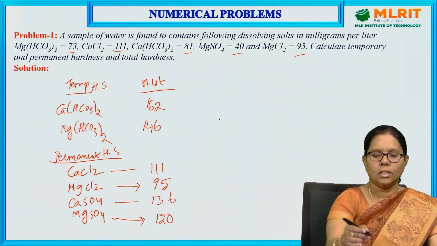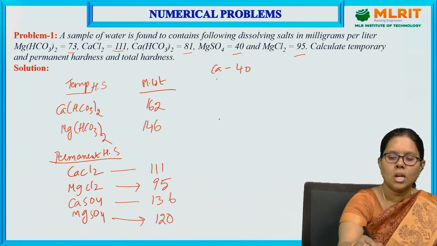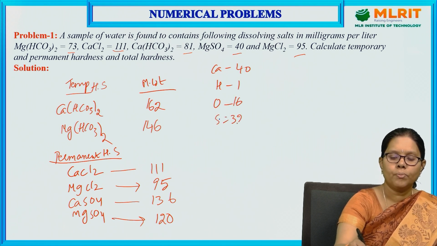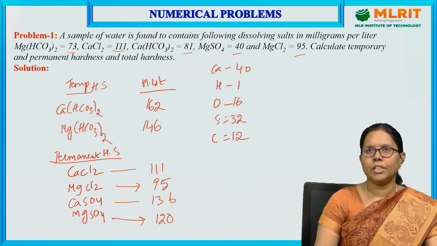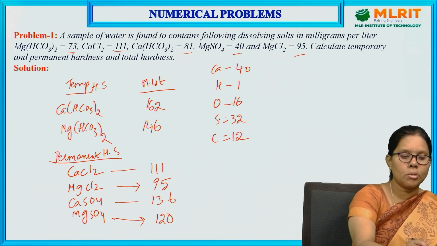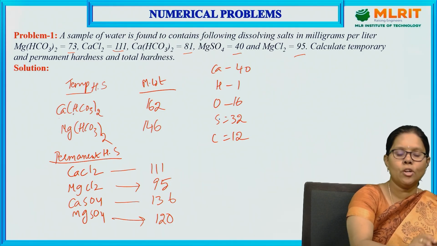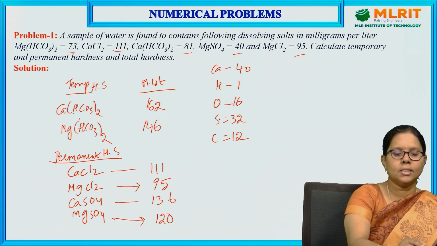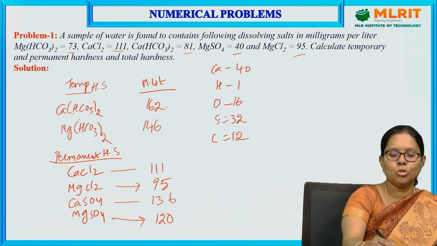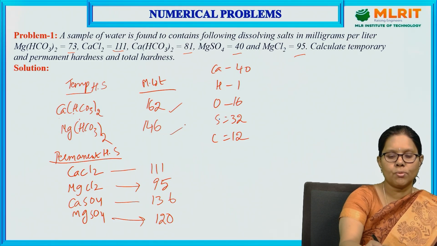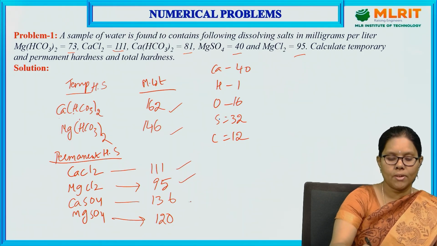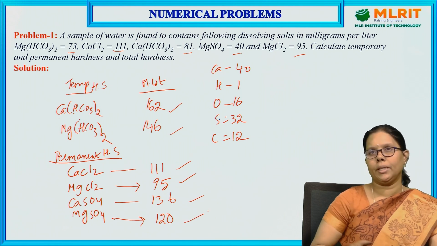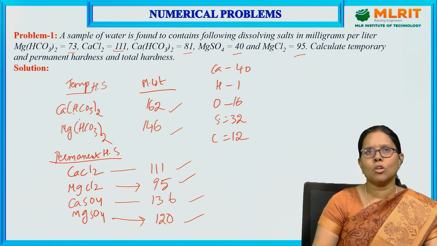How do I get all this? We know the atomic weights: calcium 40, hydrogen 1, oxygen 16, sulfur 32, carbon 12. These are the weights of individual atoms. If you take calcium bicarbonate, calcium 40, 2 hydrogens, 2 carbons and 6 oxygens, if you calculate, you get 162. Magnesium bicarbonate is 146, calcium chloride 111, magnesium chloride 95, calcium sulfate 136 and magnesium sulfate 120. So we now have the molecular weights.